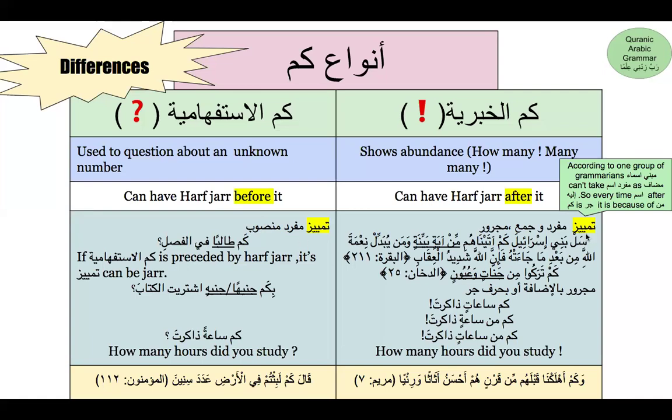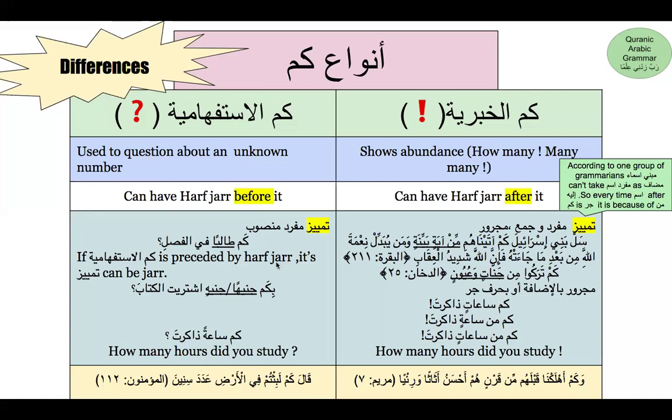When it comes to the status of tamyiz, in the case of kam al-khabariyya, the tamyiz is always majroor. It's going to be majroor either by a harf jar like min, or it is majroor bil idafa. In the Quran, it's always preceded by min. So here: kam sa'atin zakarta, kam min sa'atin zakarta, all are possibilities. In all these cases, you are noticing the tamyiz for kam is jar. It is jar by harf jar min in the last two cases, and in the first case it is majroor bil idafa.